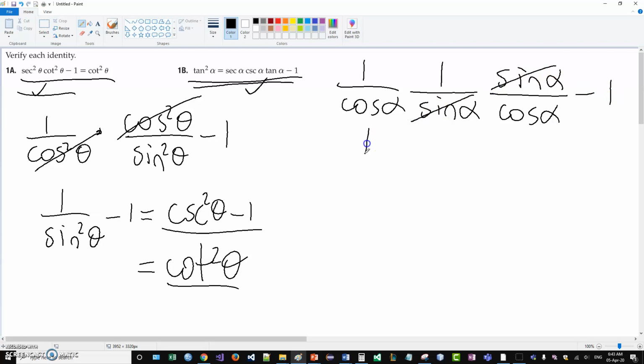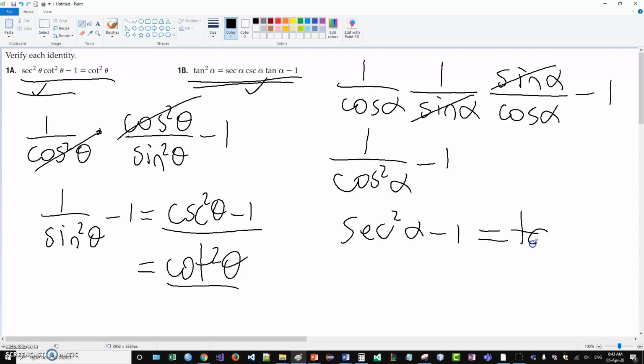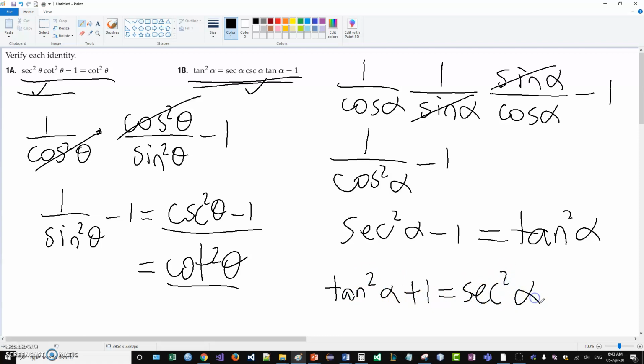This cancels out with this, so 1 over cosine square alpha minus 1. 1 over cosine square alpha is actually secant square alpha, minus 1. And from the Pythagorean identity, we know that secant square alpha minus 1 equals tangent square alpha. Why? Because tangent square alpha plus 1 equals secant square alpha. If you bring the 1 to here, it will be minus 1, which will equal tangent square alpha.